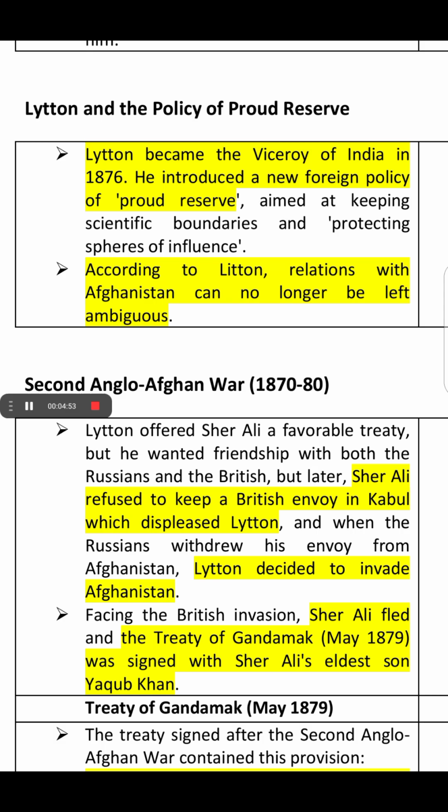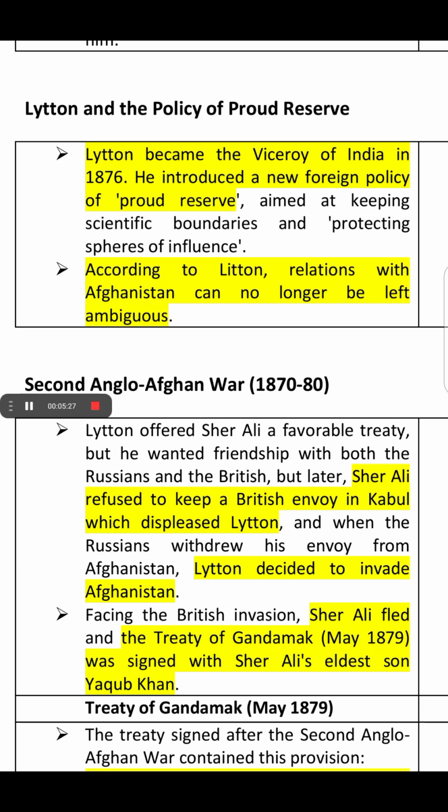And what does this proud reserve mean? It means stay strong and protect your land, but don't act unless needed. And what did he say about Afghanistan? He said India's relation with Afghanistan must be clear, so there should not be any confusion, and they must talk and decide clearly. And the main idea was that he wanted to make the border safe for India and keep friendly control over nearby places like Afghanistan.